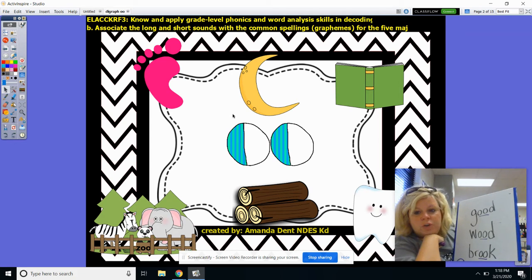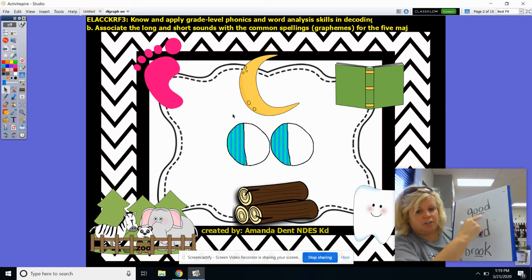Who can use the word good in a sentence? The weather is good today. Or macaroni and cheese is so good. That's how you use the word good.